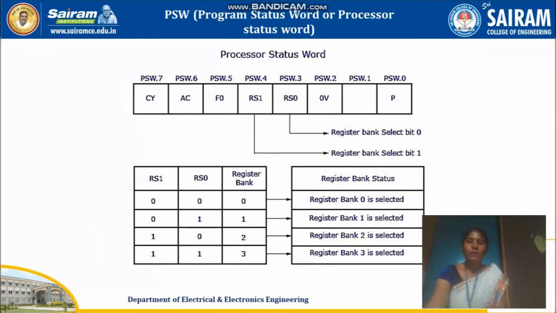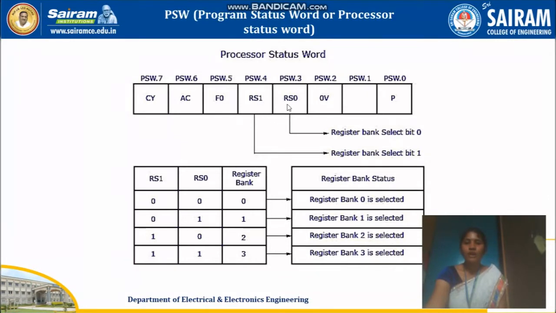Next is your program status word, or processor status word. The program status word is 8 bits: 0, 1, 2, 3, 4, 5, 6, 7. Suppose I want to access the 5th bit of PSW, I have to write SETB PSW.5. Here PSW.0 stands for parity. PSW.1 is not in use. PSW.2 is overflow. PSW.3 and PSW.4 are RS0 and RS1.